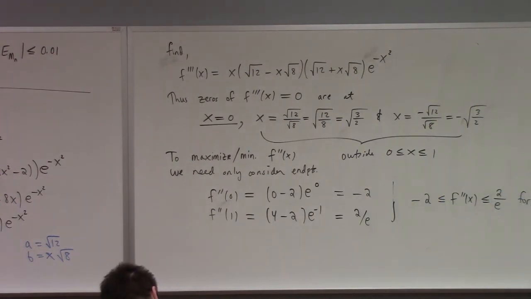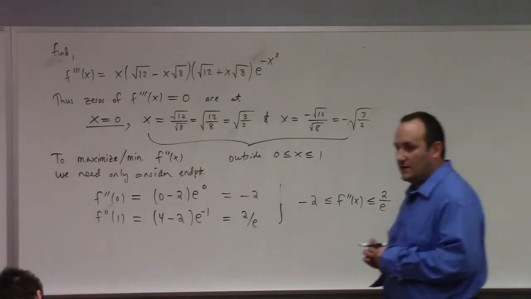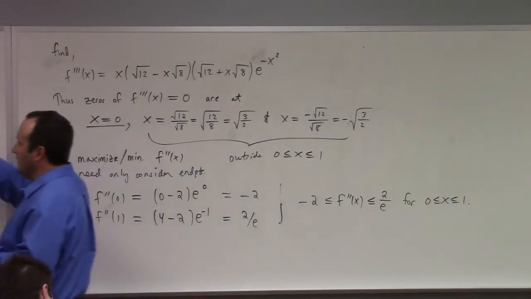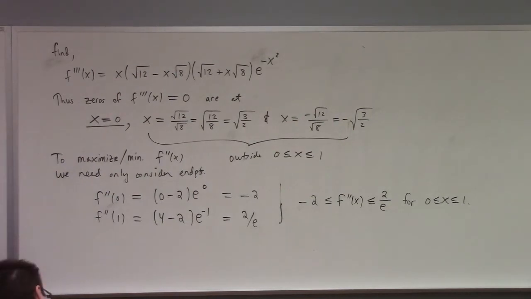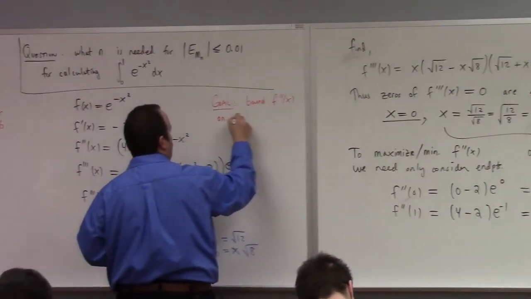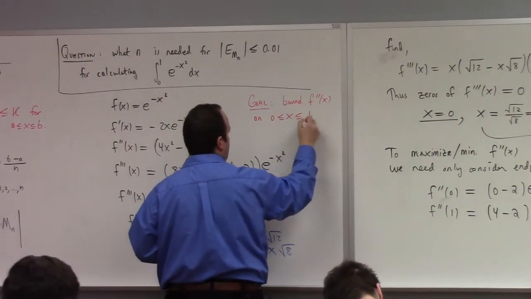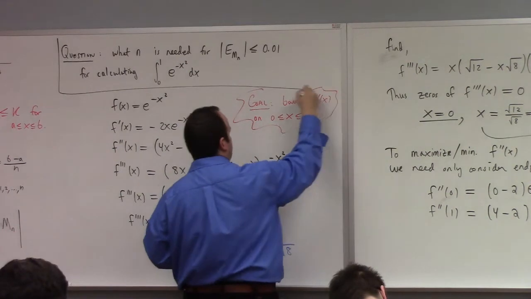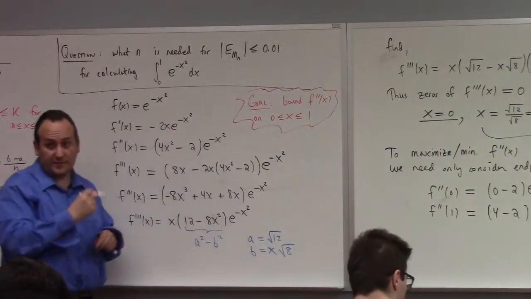Yeah. Why are we using 0? Because what we're considering is the integral from 0 to 1. So we want to analyze, we want to find a bound. Our goal at the moment is to find a bound for the second derivative. We're trying to bound f prime prime of x on 0 less than or equal to x less than or equal to 1. That's the motivation of all this calculation I'm doing at the moment.